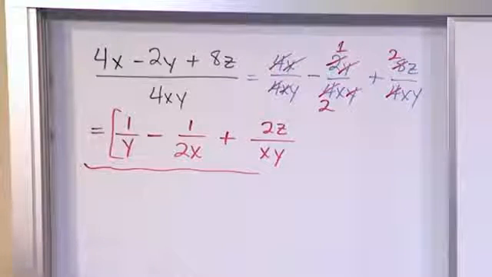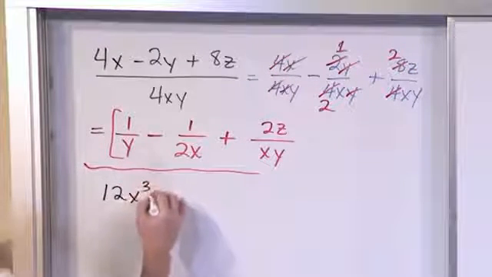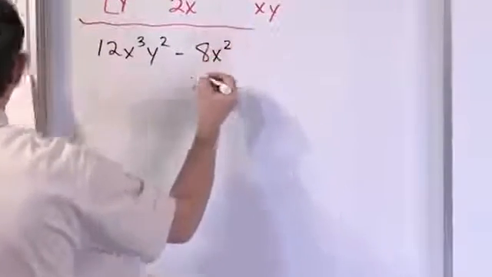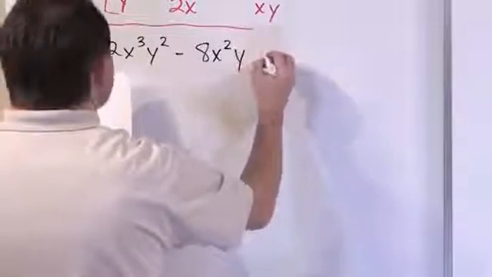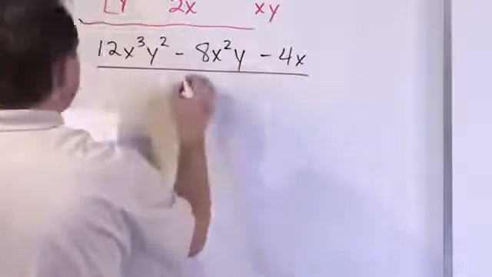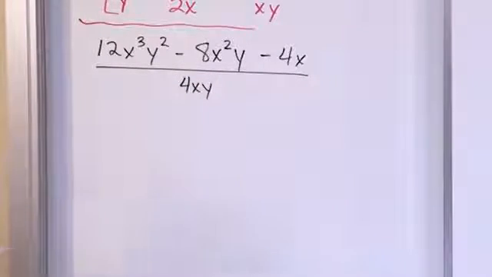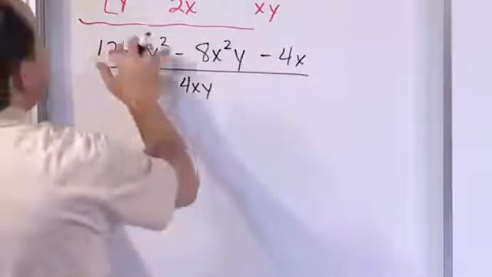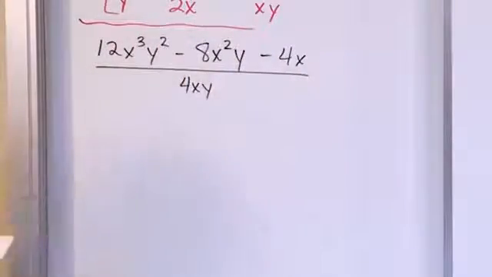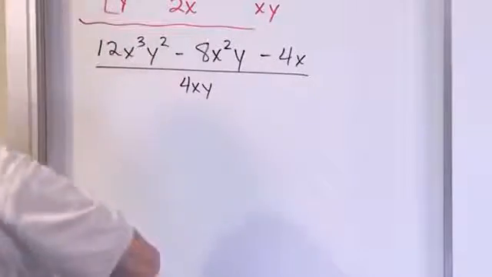Now what if I have 12x cubed times y squared minus 8 times x squared times y minus 4x, all divided by 4xy. All right, 4xy. So I've got a lot of terms, 3 terms on top. Again, they're just more complicated terms, and I have 1 term on the bottom. So rather than cram it in here, I'm going to write it right below.